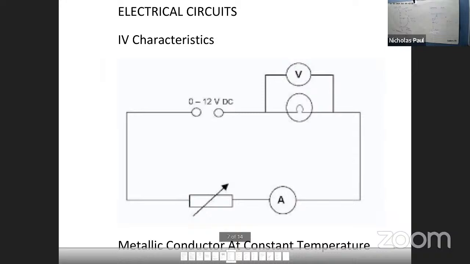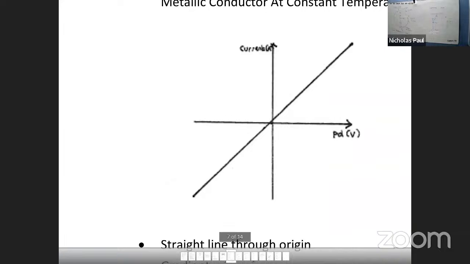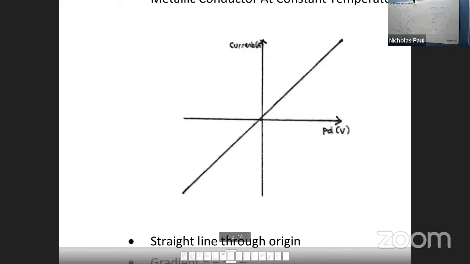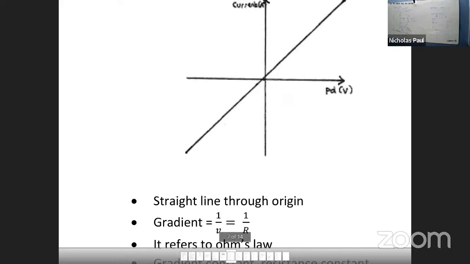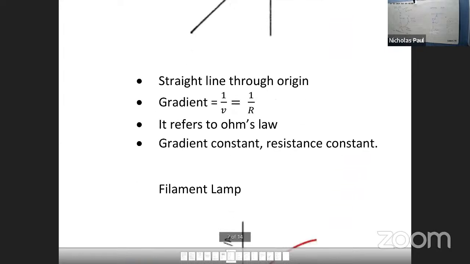All right. What does the IV graph for a metallic conductor look like? A nice straight line, right? And the gradient of that graph is generally what? R. Well, according to what you've got, if it's I versus V, it's 1 on R. If it's V versus I, it's R. Okay, nice. That's the graph of our ohmic conductor. If you plot current versus voltage, you will get the gradient as 1 on R. It's a straight line, which refers to Ohm's law, gradient constant.